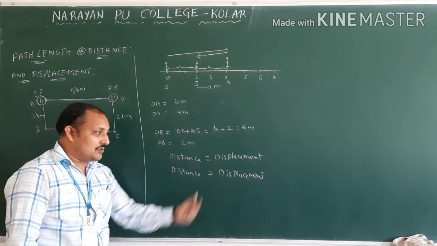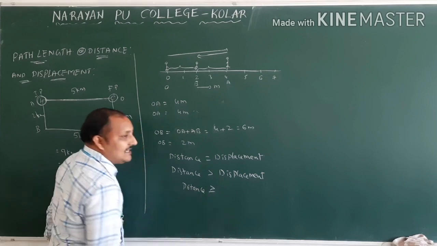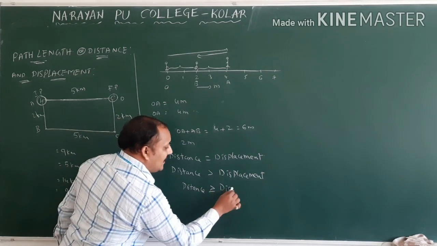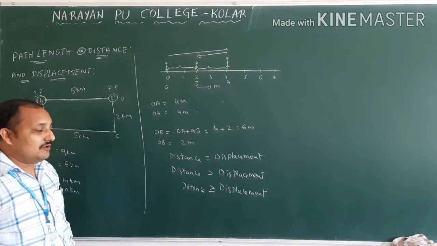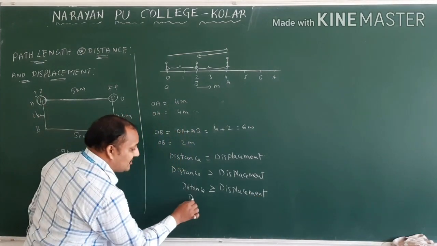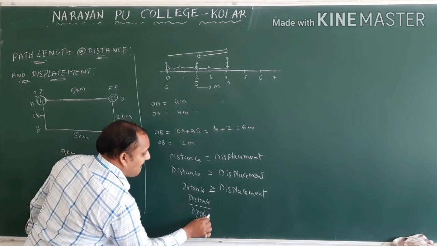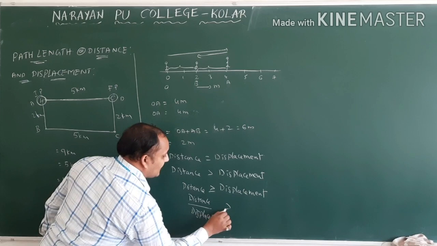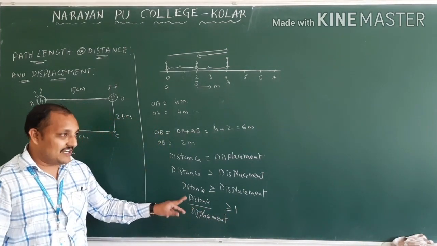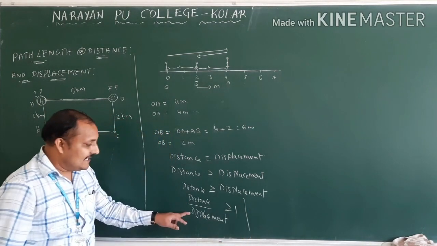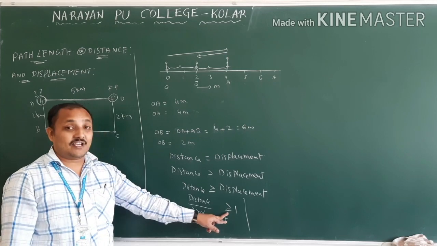By combining these two, they will write like this: distance is always greater than or equal to displacement. In some competitive exams also, they will ask this question: what is the ratio between distance and displacement? That is greater than or equal to 1. If the ratio is reversed, meaning displacement by distance, at that time this will become less than or equal to 1.